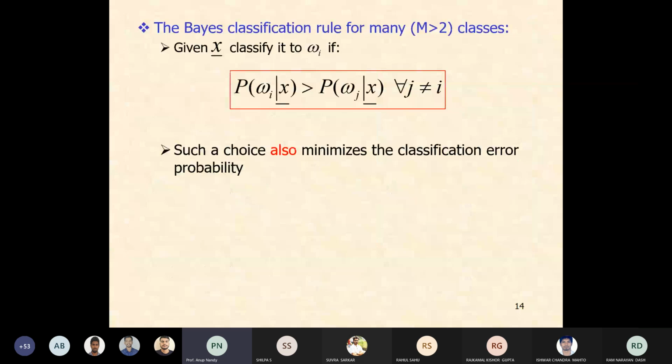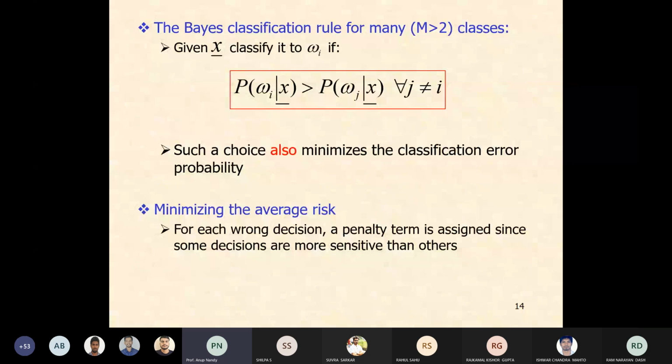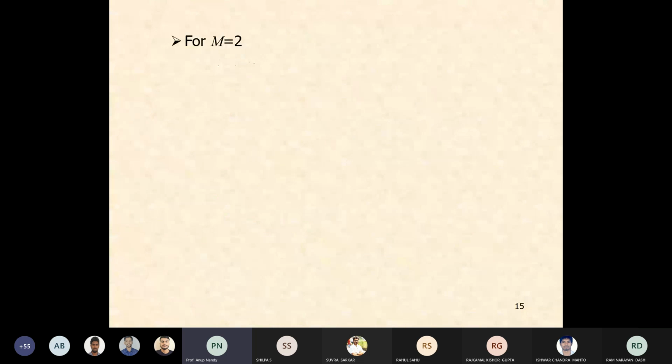So for each wrong decision, suppose it is not malignant but it is treated as malignant, or it is malignant but it is treated as non-malignant, so it is a wrong decision. For each wrong decision, a penalty term is assigned. Since some decisions are more sensitive than others, you have to define a loss matrix.